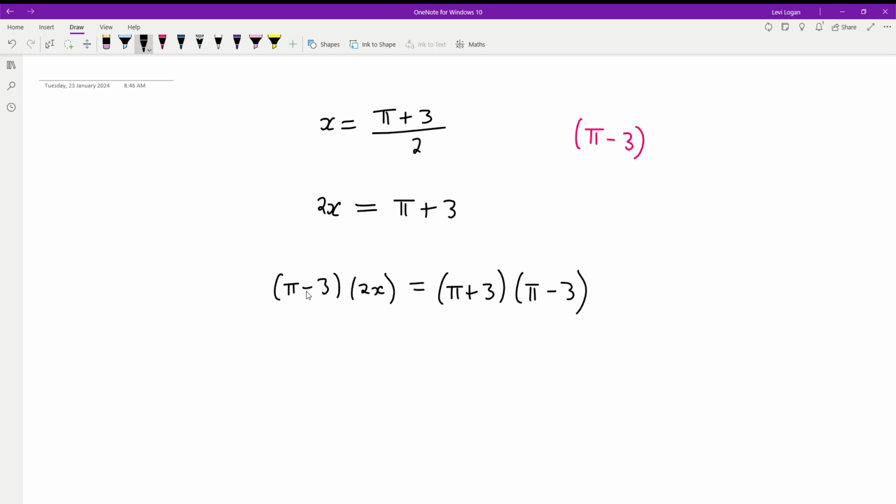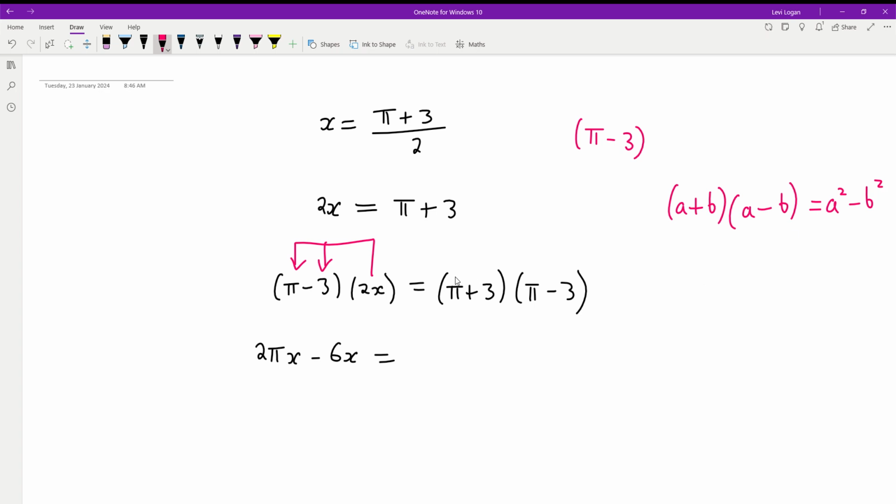Now, what we're going to do is just literally distribute this to each of the following terms on this side here. So what we're going to have is 2 pi x minus 6x on the left hand side, and over here what we have is actually a difference of squares. Now you can write it straight away using this formula here, or you can expand your brackets. So this is equivalent to a squared minus b squared, but we can see if we multiply it out, it will actually work out exactly the same.